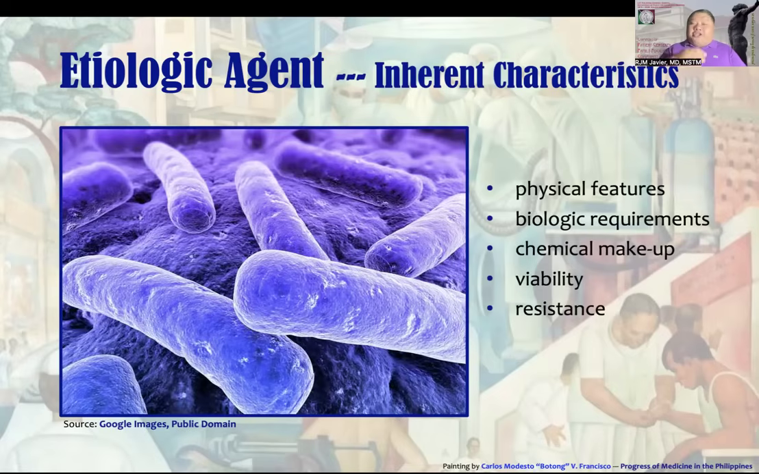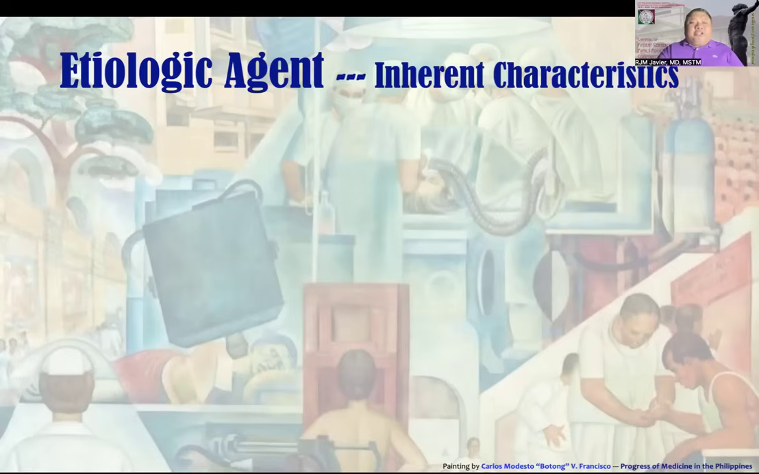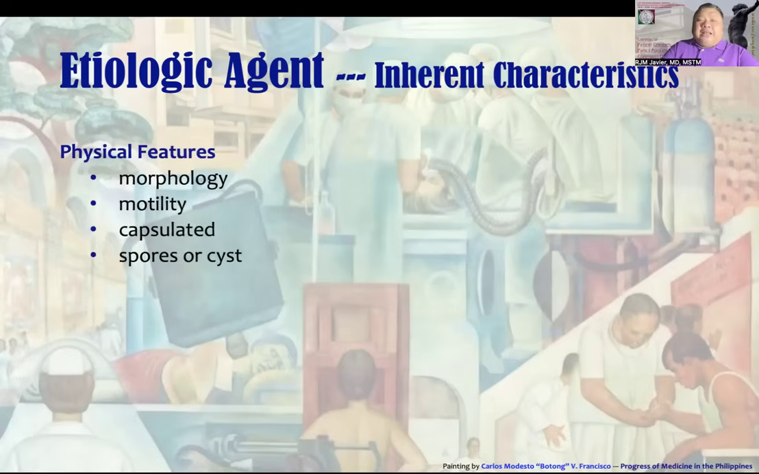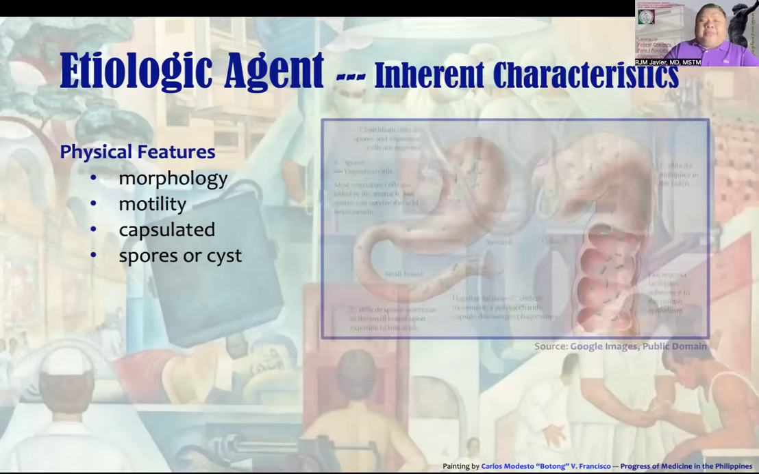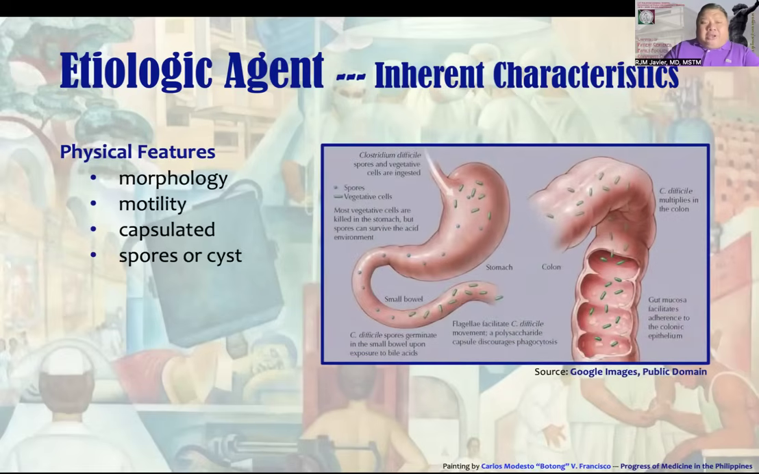We look into the biologic requirements. Let's say, for example, for the HIV to replicate in the human body, what biological requirements will it require? What will it need? The chemical makeup, the viability, and the resistance are just some of the inherent characteristics that we look into of the etiologic agent. We also look into the morphology, motility, the presence or absence of capsules, or the ability of your etiologic agent to develop dormant forms such as your spores or cysts.